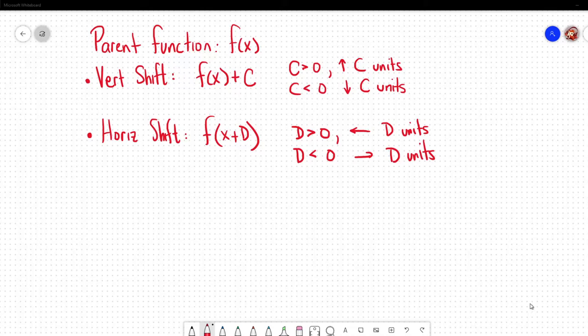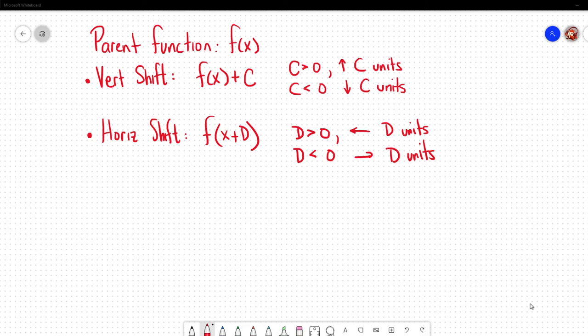Alright, salutations pre-calculus class. So we are continuing on with our video series on looking at transformations as part of our Algebra 2 review in pre-calculus. So in the last video we talked about the vertical shifting and horizontal shifting of a graph based on the parent function.